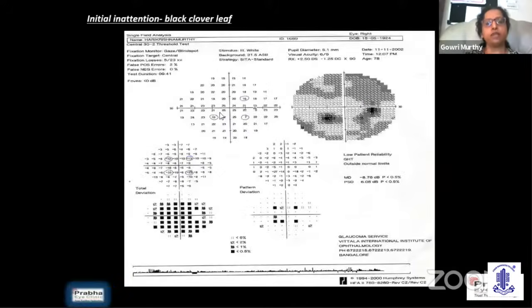This is the reverse of that. For the same reason, the 4 points are tested initially, the perimetrist has not explained how the test is going on. So initially the patient has not responded very well. He or she has learned on the test, and subsequently he has responded quite well. So you have these 4 points as black, and the rest are more or less okay. So this is the reverse. It is initial inattention or a black clover leaf.